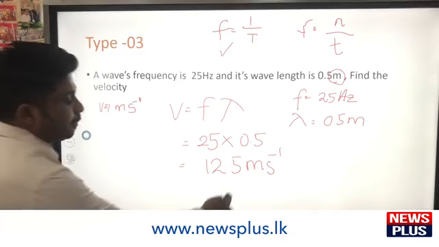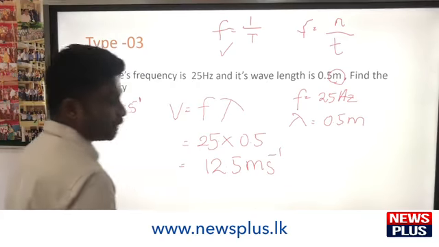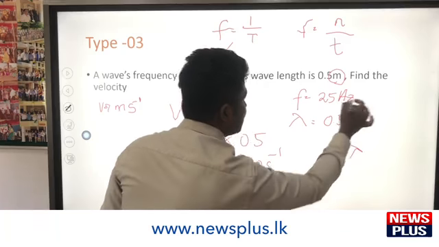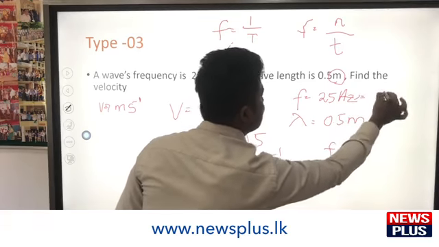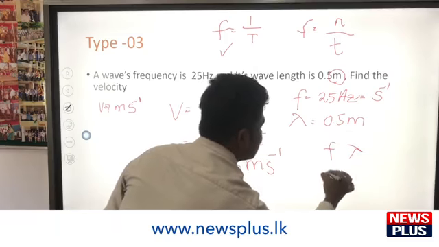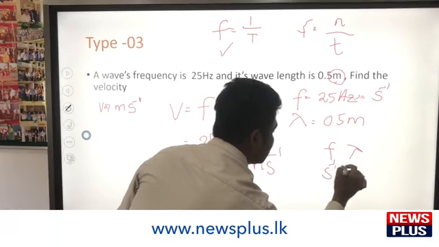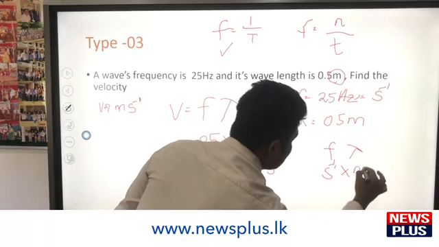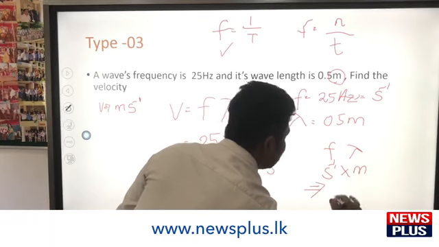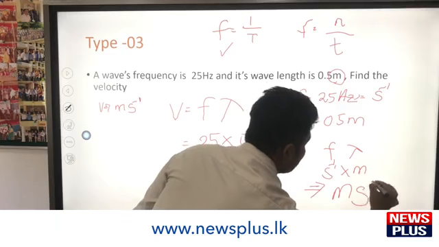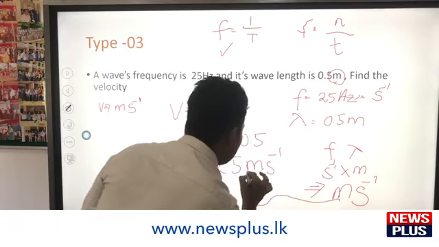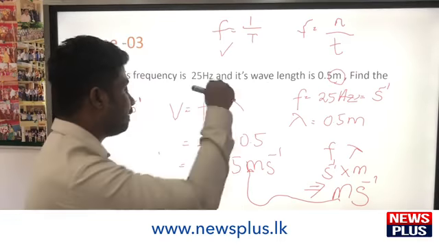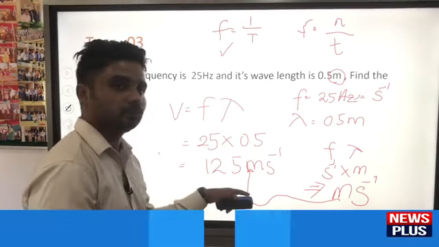You may get confused sometimes about how it becomes ms minus 1. See this one, F lambda. The normal unit of F is second minus 1, into lambda which is meter. So from this you can get ms minus 1. This is what we have put here. And science is not about studying normally, you have to study very carefully.